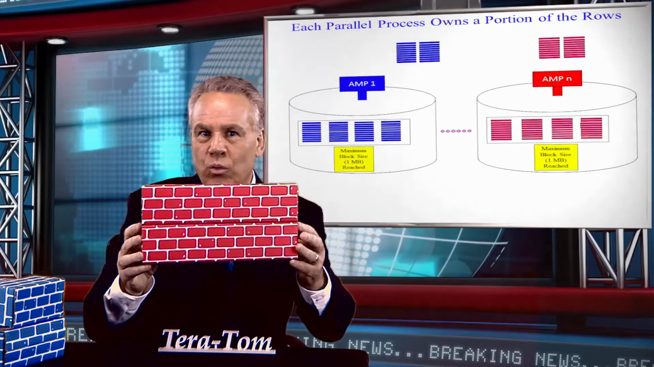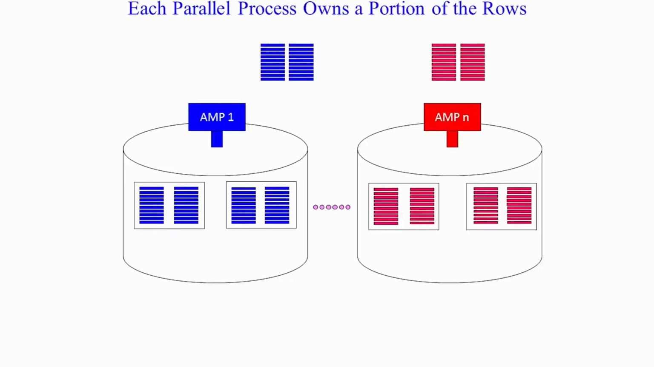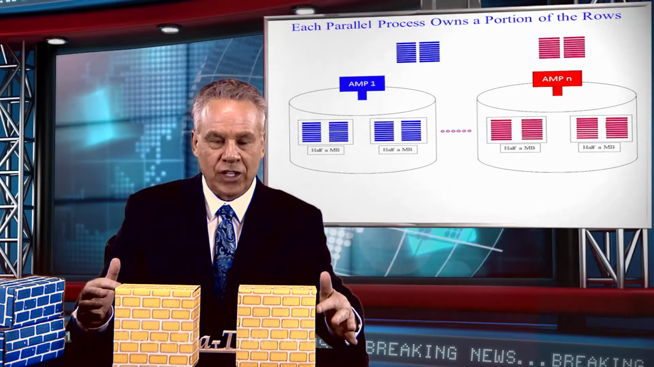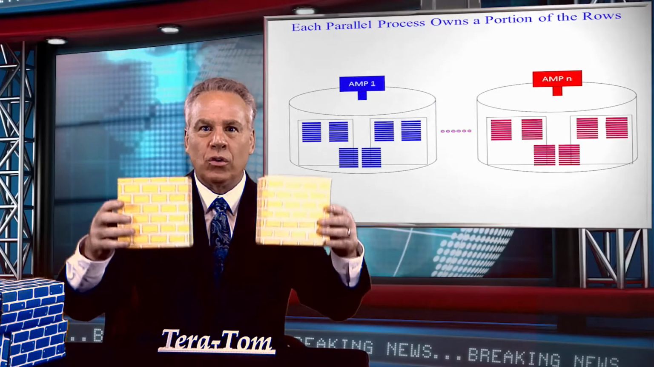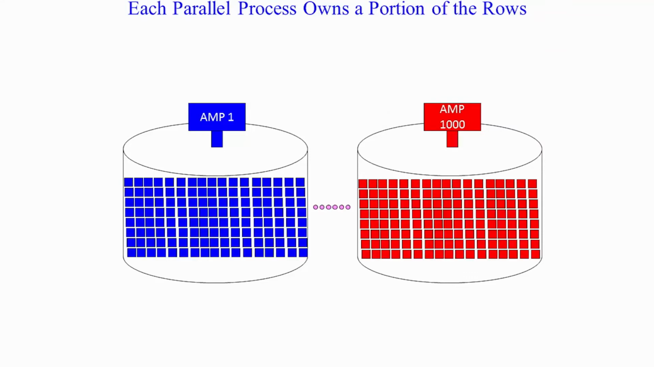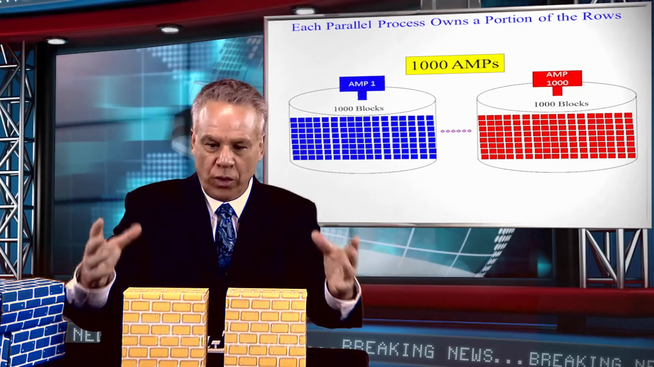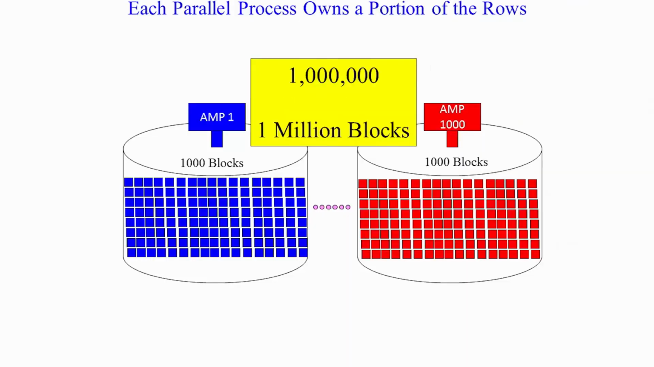When this block reaches 1 megabyte in size, they're going to split it. Half the data is going to go into this block, half the data is going to go into this block, and it's going to be sorted. I want you to imagine this is almost like a phone book. This is A to L data, M to Z data. It's going to continue to grow and split and split. You might have 1,000 personal computers, each with 1,000 blocks for this table. That's 1,000,000 blocks of data in this table.